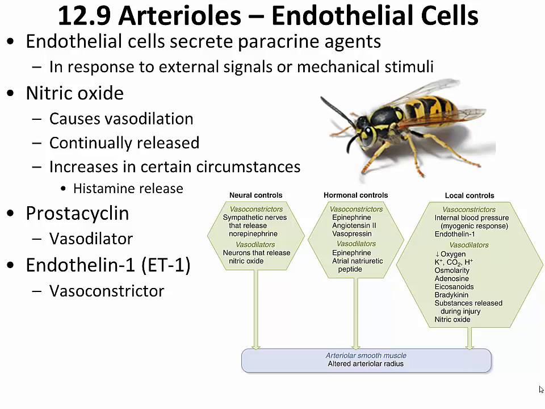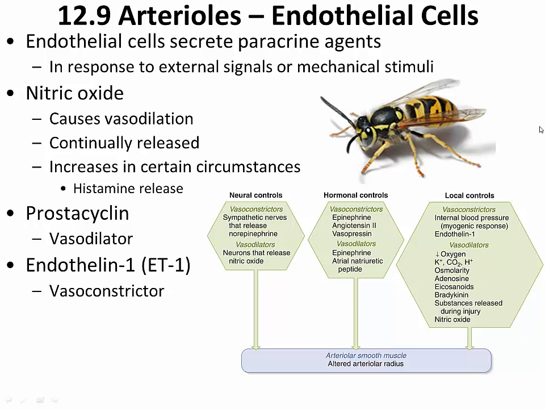Prostacyclin is a potent vasodilator as well. It's not released constitutively, it's not released all the time, but it is released in certain scenarios, and we'll talk about its role in blood clotting a bit later in our class. And then endothelin-1, interestingly, is a very potent vasoconstrictor that's released by the endothelial cells, whereas the previous two were, of course, vasodilators.